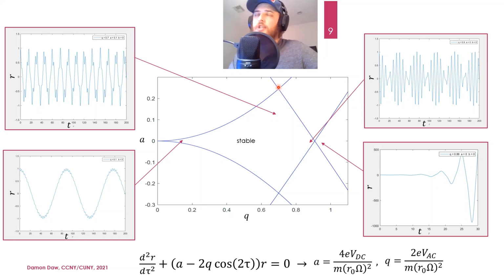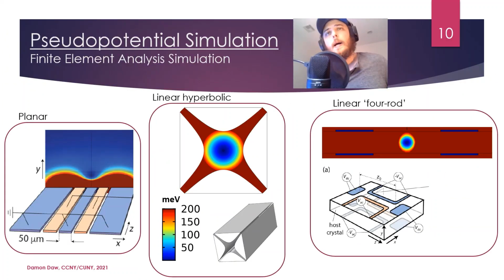You can generate stability diagrams like this in a few different ways, but typically we use MATLAB to solve the equation of motion numerically. Then if the solution diverges like this, we throw it out, and if the solution stays bounded, we keep it. We've also done a bunch of simulations to characterize the pseudopotential for different geometries.